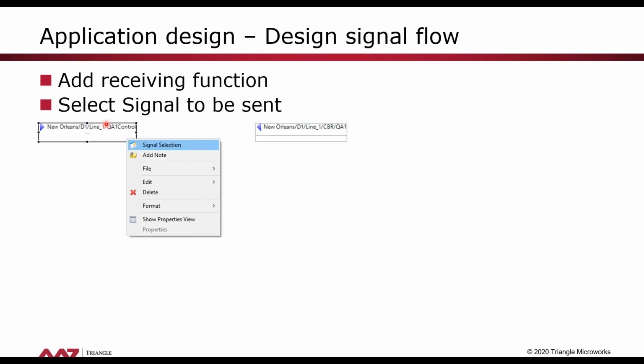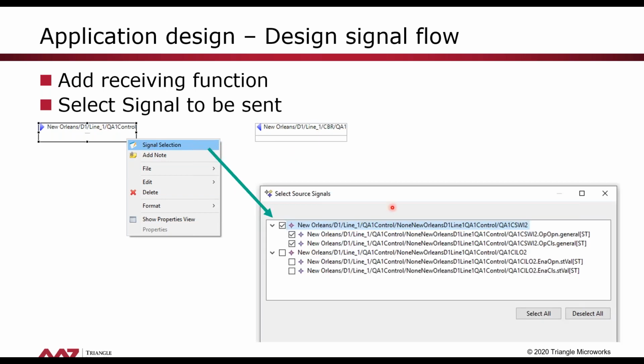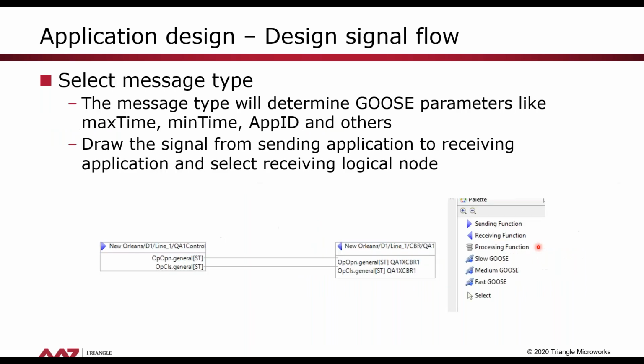So now we have selected here a sending function, which was the QA1 control. We also have selected a receiving function, which was the breaker interface. And now we can select from the sending function signals, and we get the list of all the signals that are available from that function. And in our case, we select the operate open and the operate close as the 2 signals that need to be sent over to the breaker interface as the receiving function.